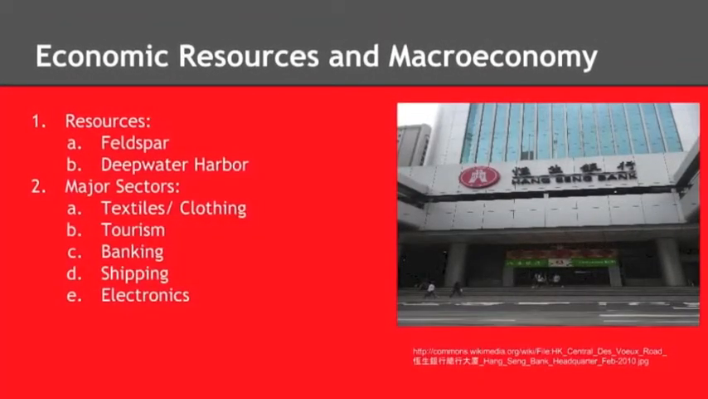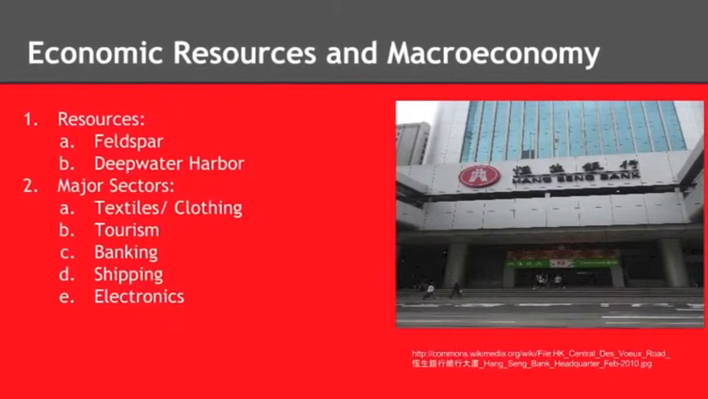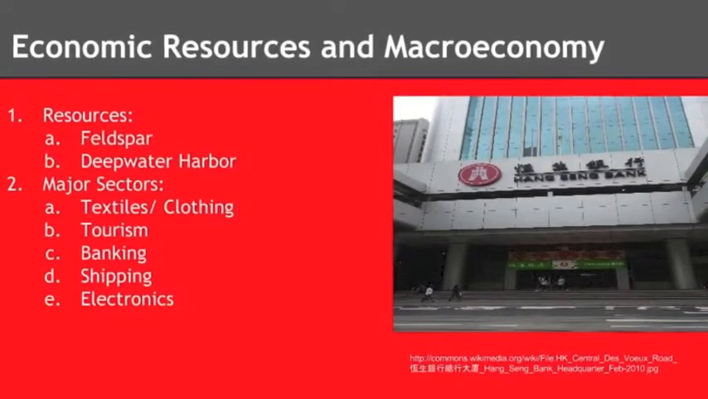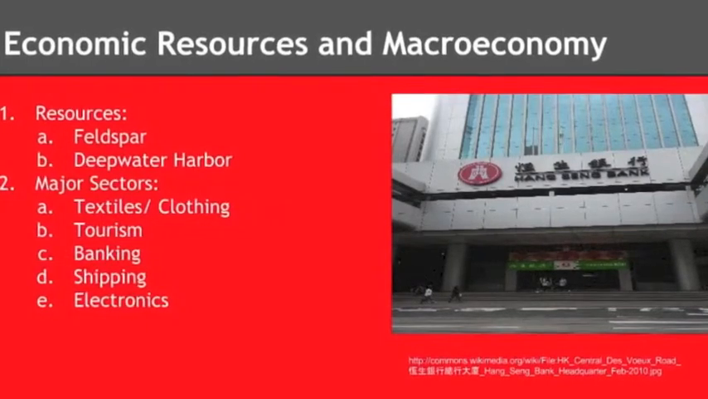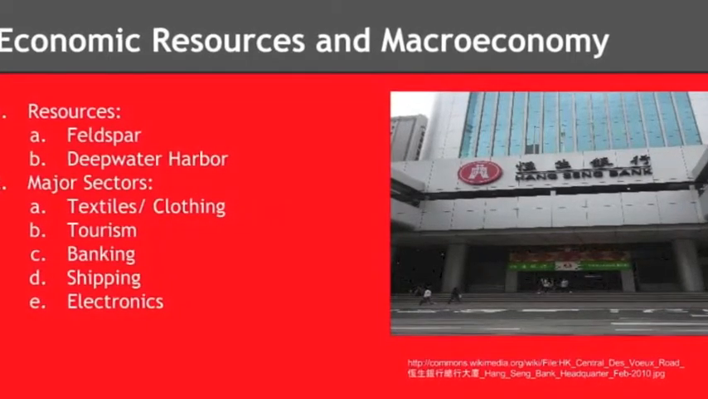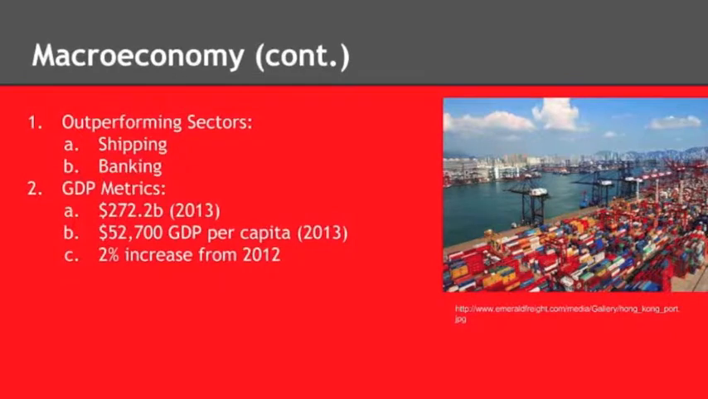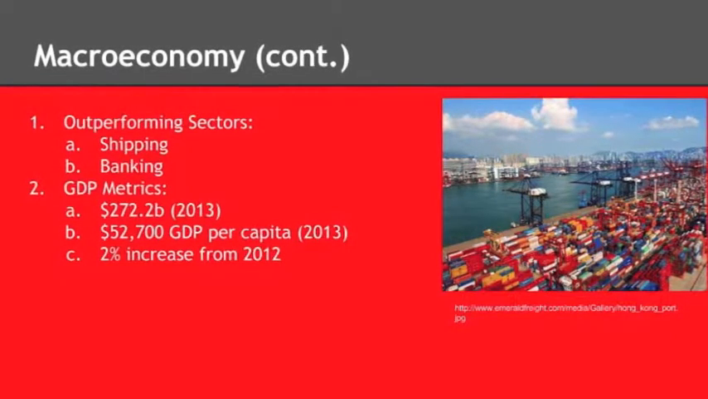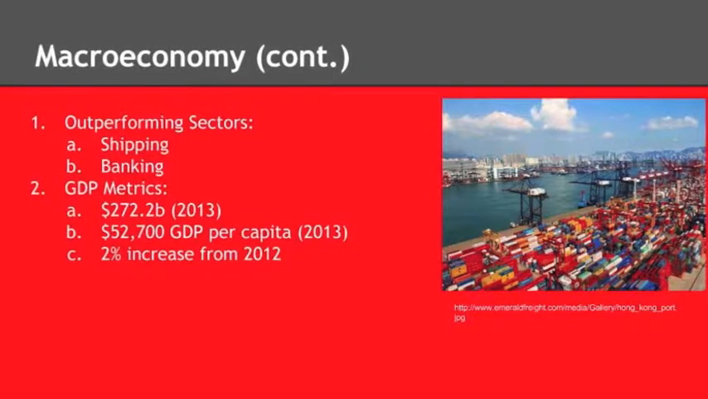Hong Kong's significant natural resources include feldspar and a deep-water harbor. Its major sectors include textiles and clothing, tourism, banking, shipping, and electronics. Hong Kong's best-performing sectors are shipping and banking. Traditionally, banking is Hong Kong's best sector, as Hong Kong is the financial center of Asia.